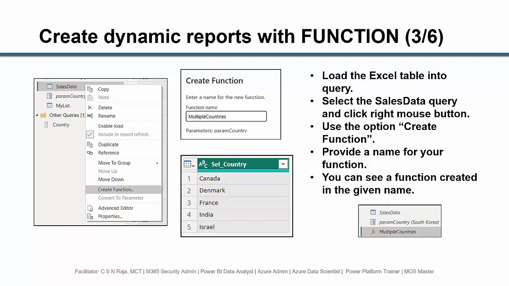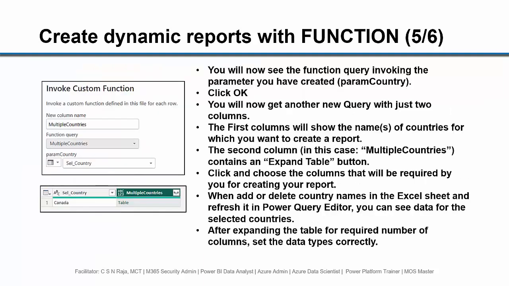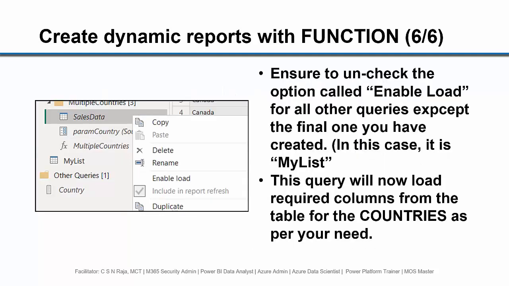We still need the parameter query that was created in the previous example. I now need to load the Excel table which holds the names of the 5 countries for which I want to create a report. I'll be creating a function and then invoking the function, which will give me another table in which all the countries selected by me will be available, along with a table which can be expanded with required columns. The steps are available here. Please watch the video first and then come back and read the steps one by one.